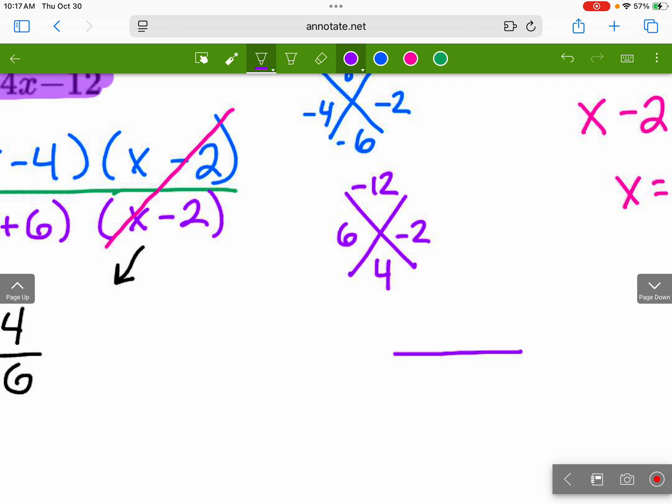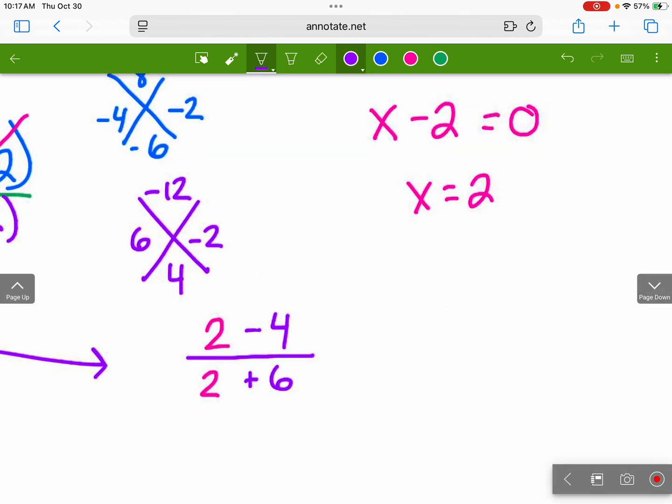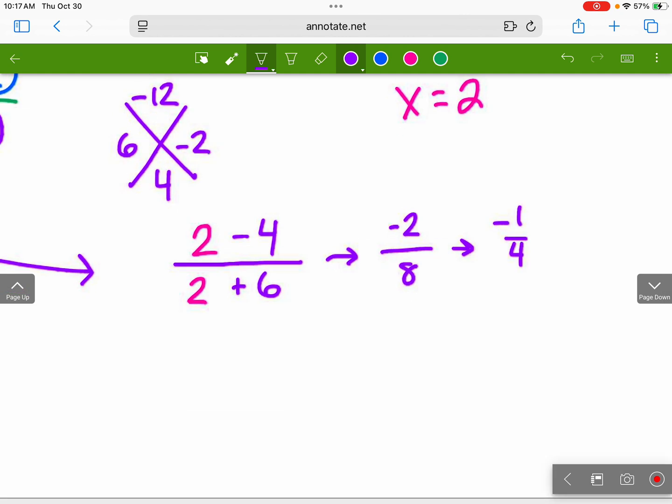So we're going to take 2 minus 4 over 2 plus 6. So we're substituting in our discontinuity into what's left over. What do we get when we simplify 2 minus 4 over 2 plus 6? Yes, because we're going to wind up with negative 2 over 8, which simplifies down to be negative 1/4. So our discontinuity, when we're plotting this up, is going to be the point (2, negative 1/4).